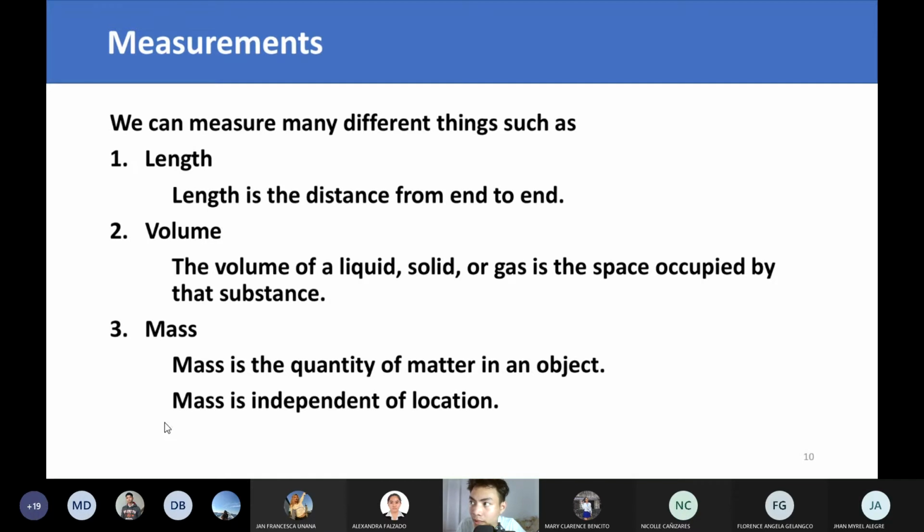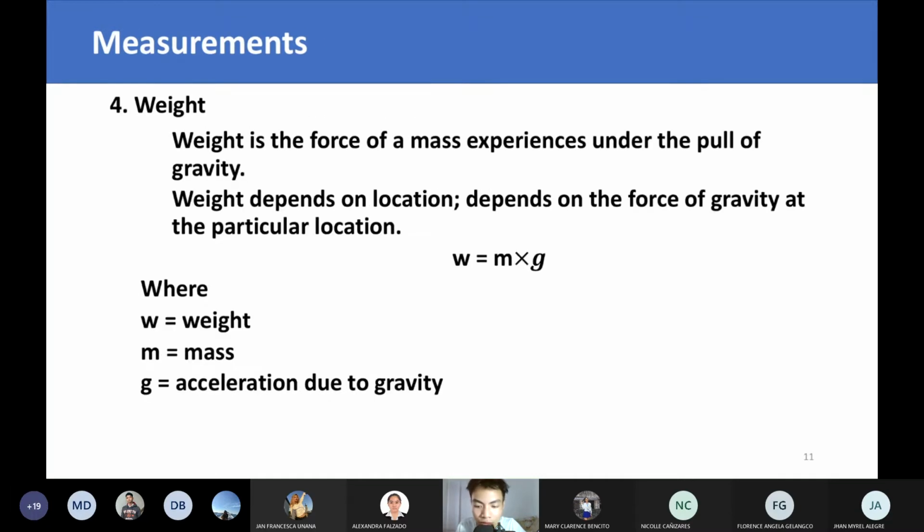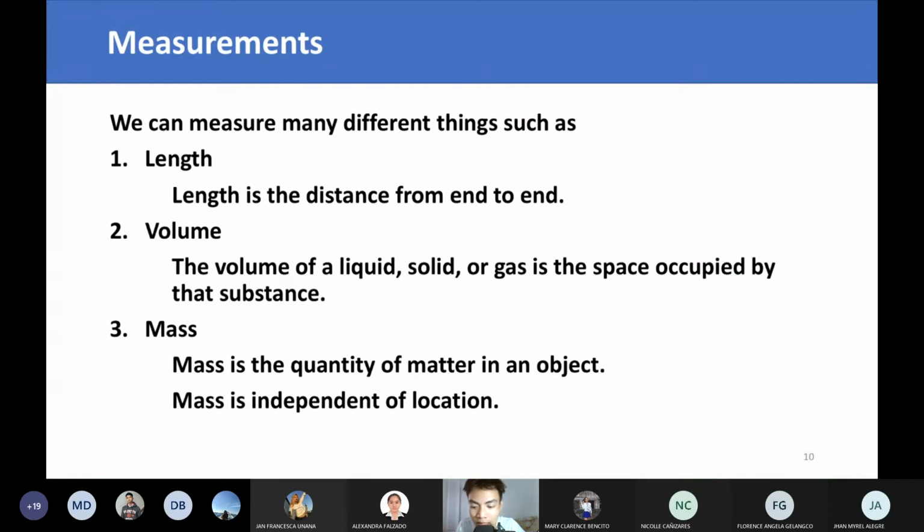And then mass is independent of location. So anywhere you go, kung ano yung mass mo, yun na yun. Okay? Ano yung nagbabago-bago? Yung weight. So depending on your position or depending on what place you are in, your weight will change. However, your mass will remain the same. Bakit constant yung mass? Kasi meron tayong tinatawag na law of conservation of mass. Kung gaano karami yung particles sa katawan mo, yun na talaga yung mass mo, di magbabago yon.